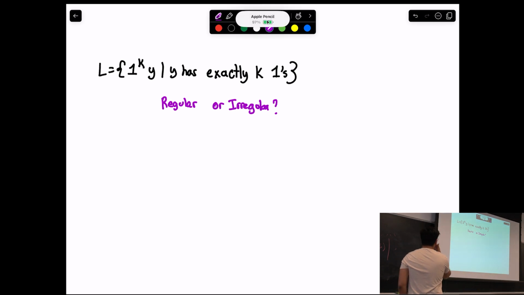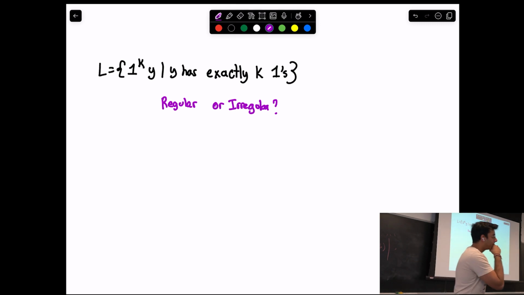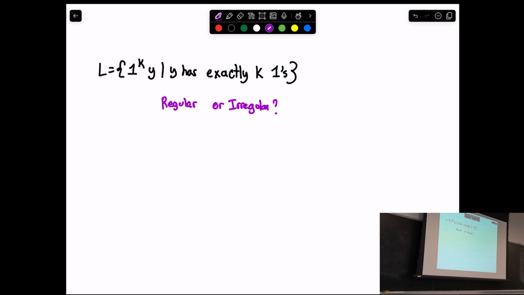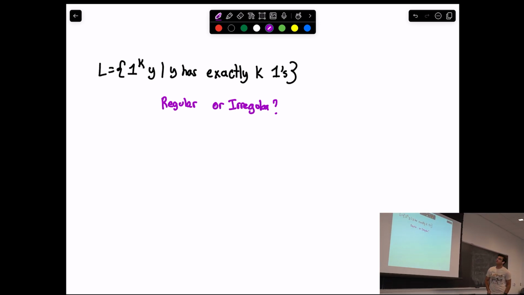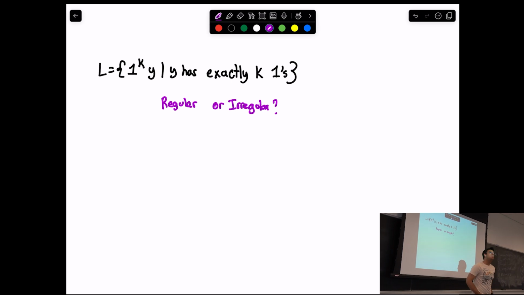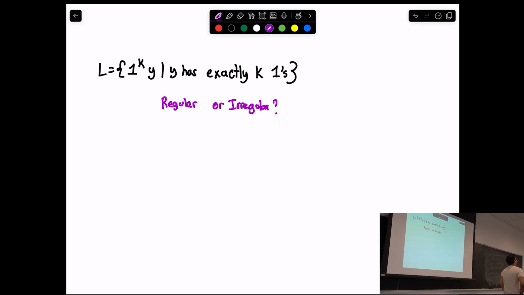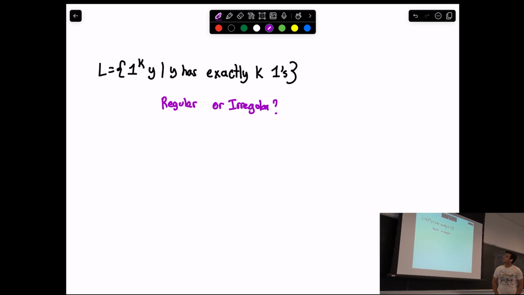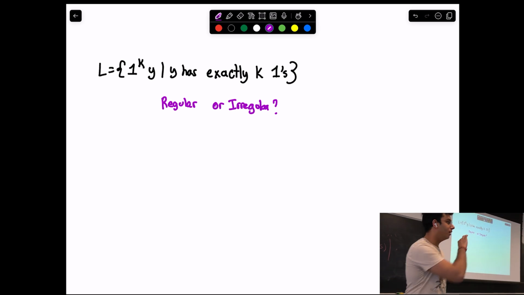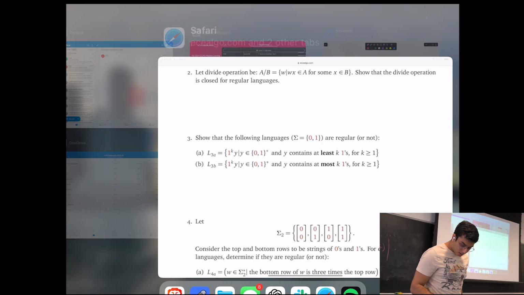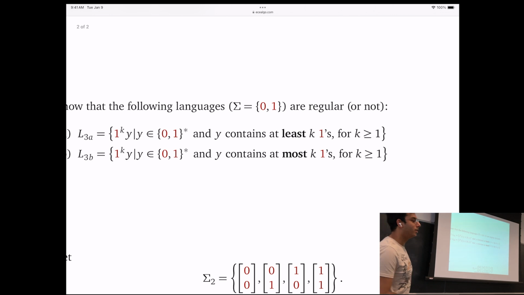How would I try to build a regular expression for this? Yeah. If y has to have exactly k ones, then there needs to be an even number of ones in the string. Yes, I think so, right? But yeah, so in this, at least two states. So let's take a look at the bound that they put on k, the lower bound. They said k is greater than or equal to 1.